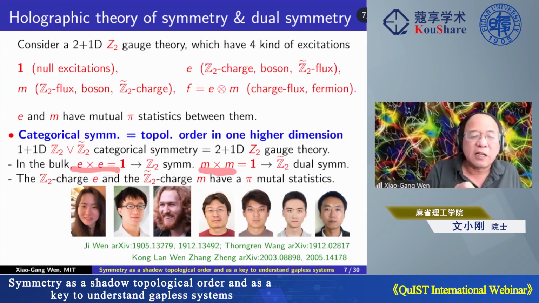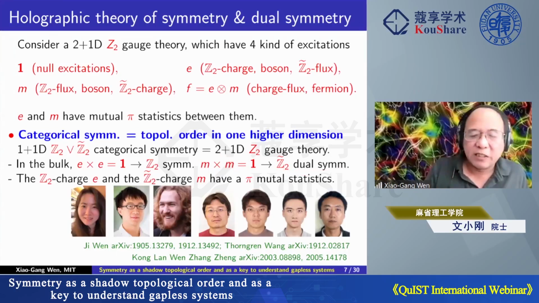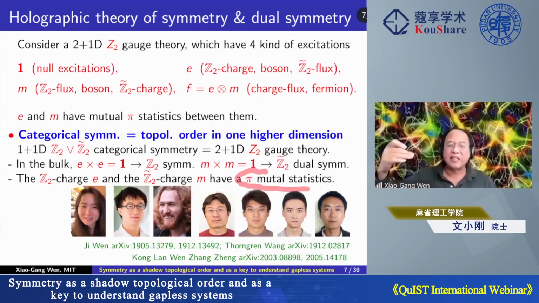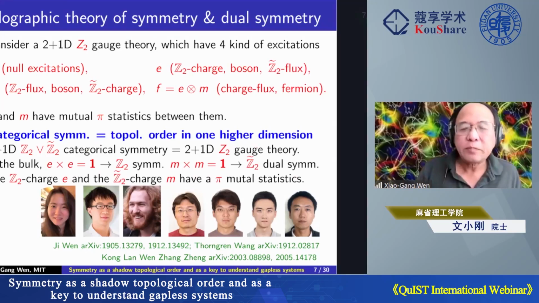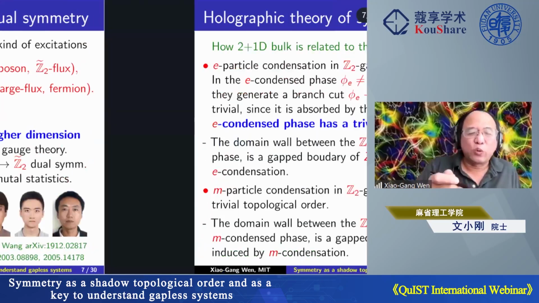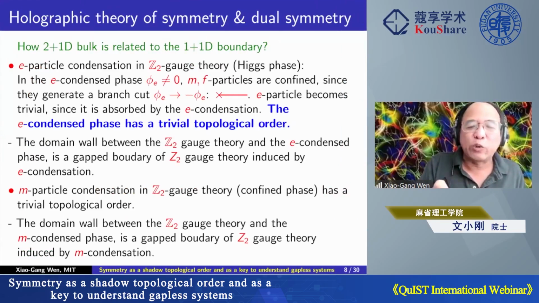So therefore in the bulk, the mod 2 conservation of the E particle is like this Z2 symmetry we discussed in one dimension, and the mod 2 conservation of the M particle is like the Z2 dual symmetry in one dimension. And also in the bulk, E and M have a pi mutual statistics. So you can see that this topological order in the bulk models this operator algebra in one lower dimension quite nicely. Okay, and so actually we can understand better why the 2+1 dimensional bulk is related to the 1+1 dimensional boundary.